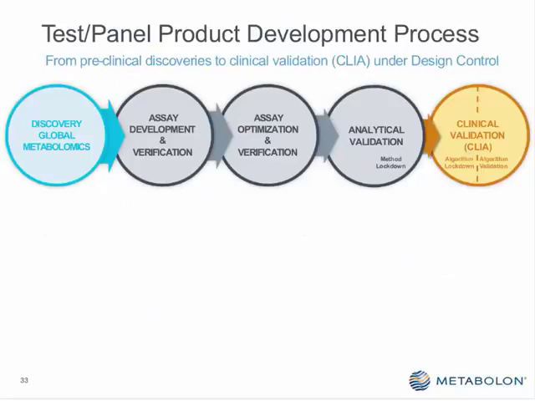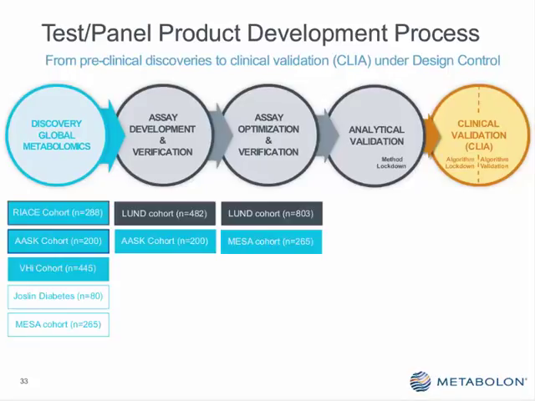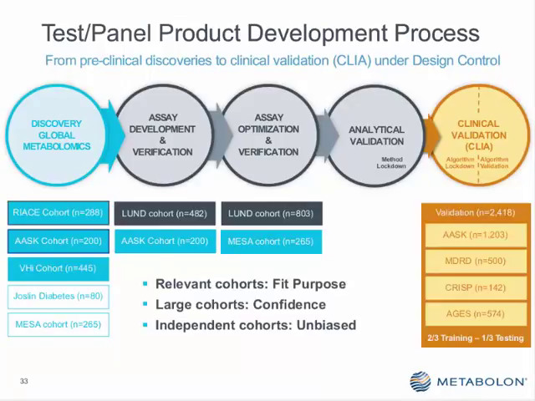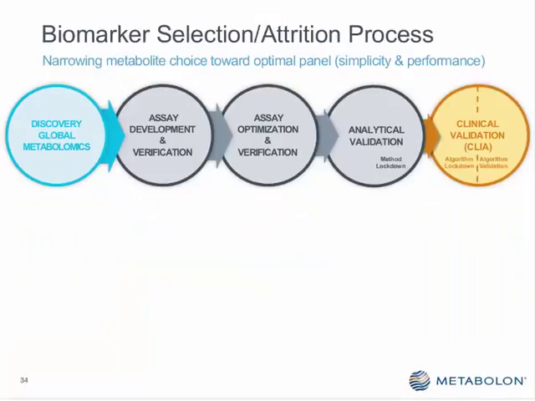So here's an overview of the test or the panel product development process. Again, we started with the Discovery Global Metabolomics, which Metabolon offers, and this led to assay development, optimization, analytical validation, and clinical validation. Again, these were using a number of large cohorts, upwards in the high hundreds and thousands. They were relevant cohorts, fit for purpose. They were very large cohorts, so it's giving us confidence in our data, giving the clients confidence as well. And they were also independent cohorts. They were unbiased.